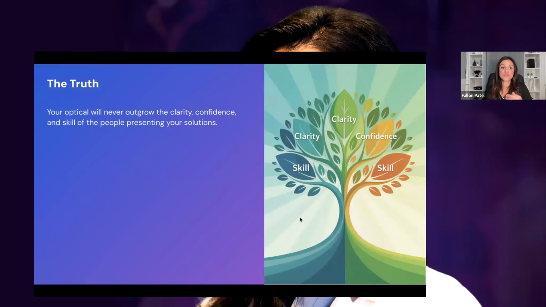So why does this matter? The truth is your optical will never outgrow the clarity, confidence, and skill of the people presenting your solutions. And here I have a tree showing all the different requirements that you need to be able to grow.